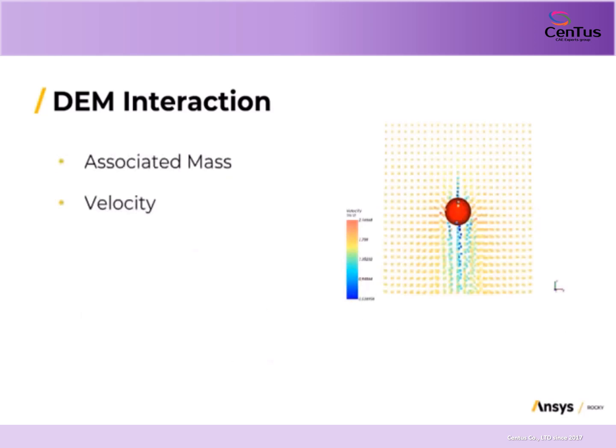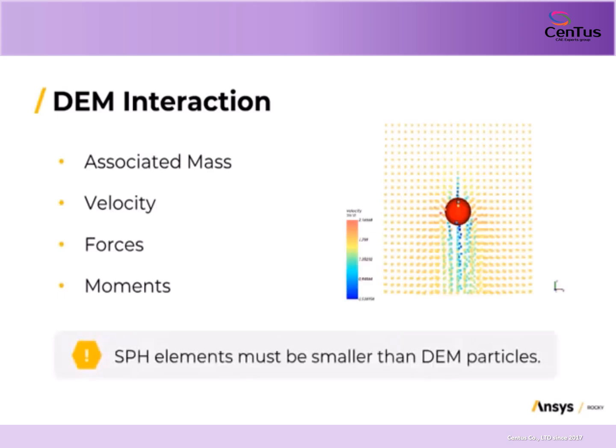Each of these linked elements has an associated mass, and velocity is used to satisfy the no-slip condition at the particle surface. Given that DEM computes velocity, it also computes forces and moments applied to these interior SPH elements and transferred to the DEM particle. It's important to notice that this approach does have a main limitation, in which SPH elements must be smaller than DEM particles.